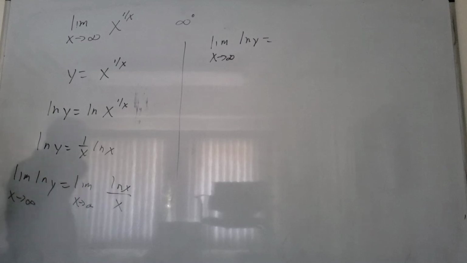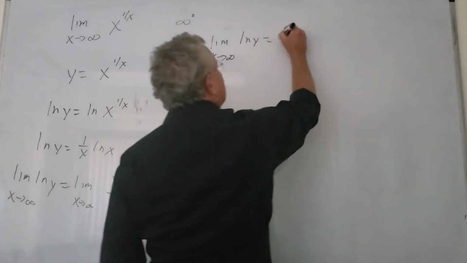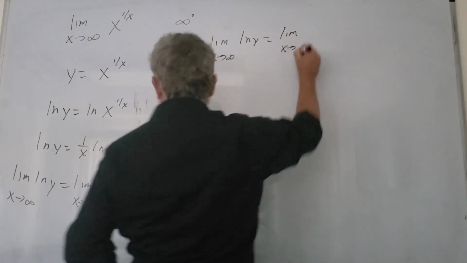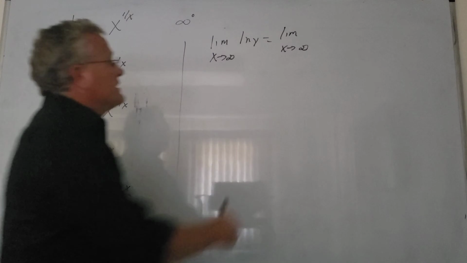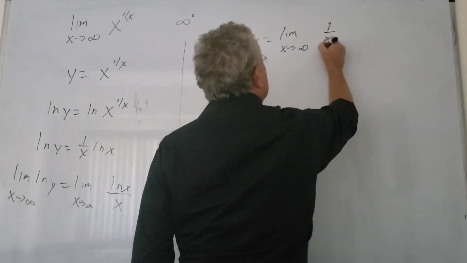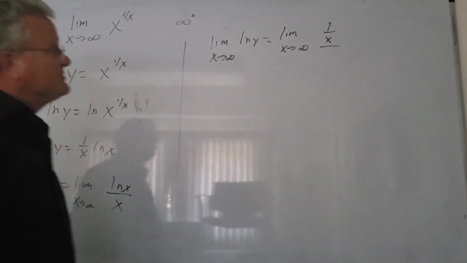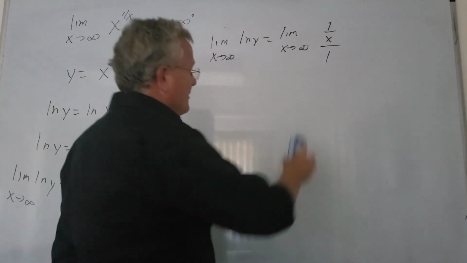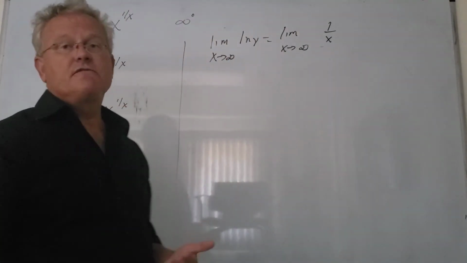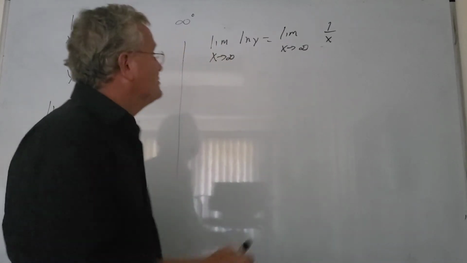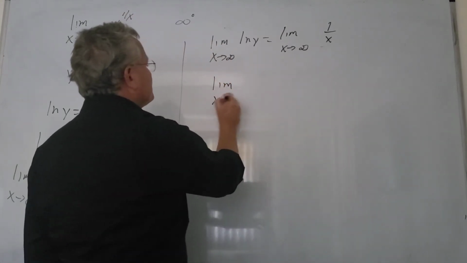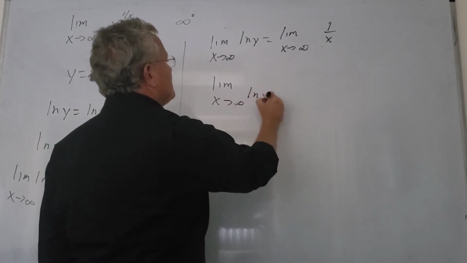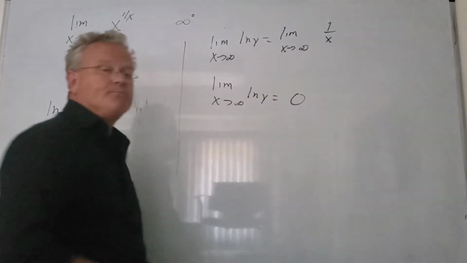Because it's infinity over infinity, L'Hopital's rule says this limit is going to equal the limit as x goes to infinity of the derivative of the natural log of x, which is 1 over x, divided by the derivative of x, which is 1. But 1 over x over 1 is just 1 over x. And that we can take the limit. The limit as x goes to infinity, we get 1 over infinity, which is 0. So the limit as x goes to infinity of the natural log of y is equal to 0.